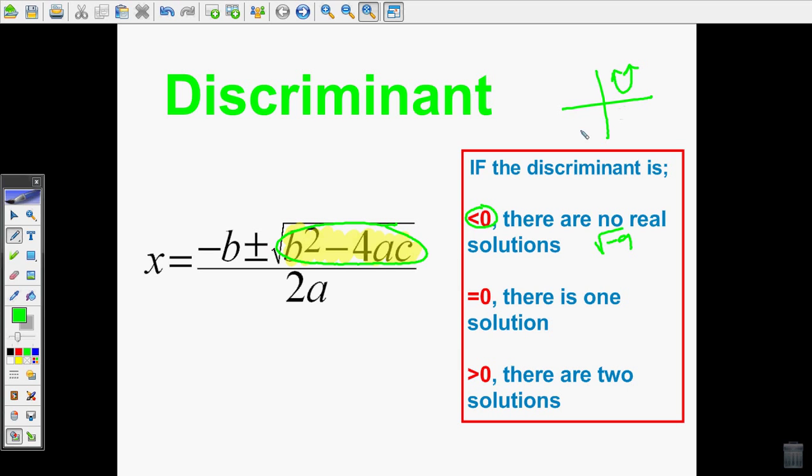If the discriminant is equal to 0, this means you're finding the square root of 0, which is 0. Then there is only one solution. The vertex is the x-intercept, the one single solution. And if the discriminant is greater than 0, then there are two solutions. Looking at a coordinate plane like this, the parabola crosses the x-axis at two places, so there are two solutions.